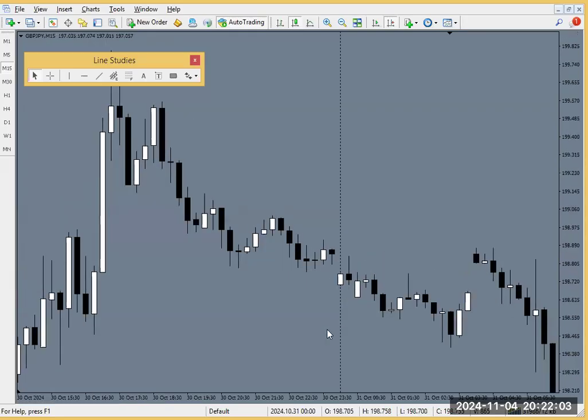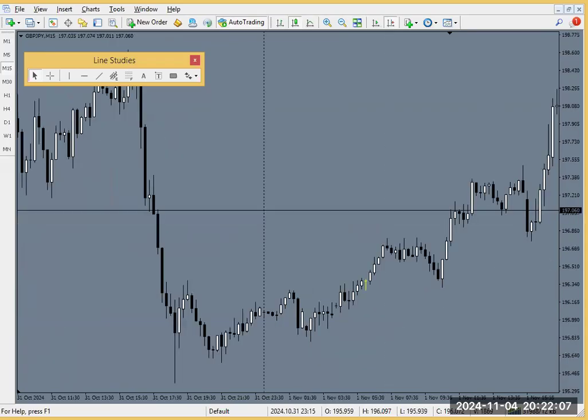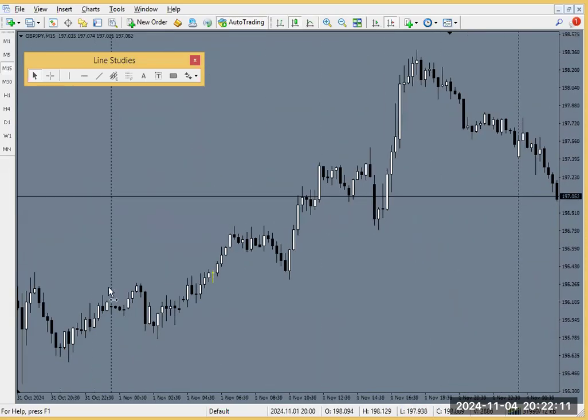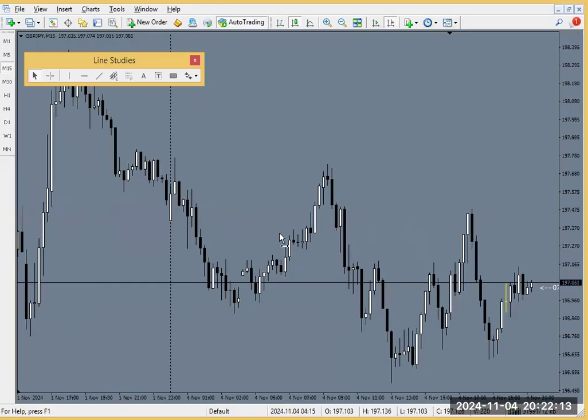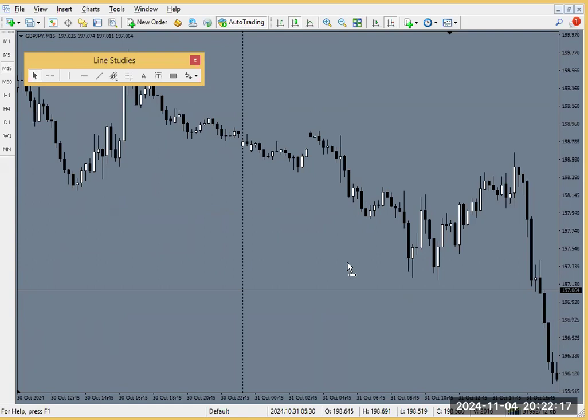Okay, let's look at another pair, pound JPY. I think I saw something earlier. Okay, let's look at a downtrend for now. I want to get a downtrend. Okay, let's look at this downtrend.